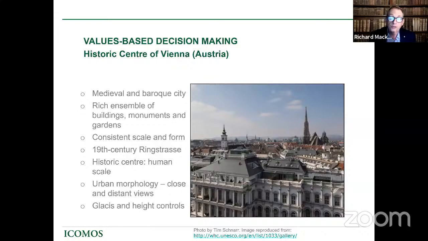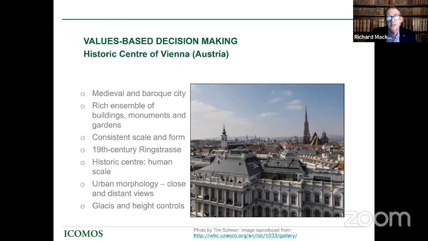So the first case study I wanted to show is the historic centre of Vienna in Austria, which is a very well-known medieval Baroque city with an extraordinary ensemble of buildings, a very consistent form and scale, an urban morphology that is very much defined by the surrounding Ringstrasse and a series of open parks in the form of the Glacis, dating from the 19th century, but overall a human scale, which has been managed over recent years by very tight urban planning and height controls.